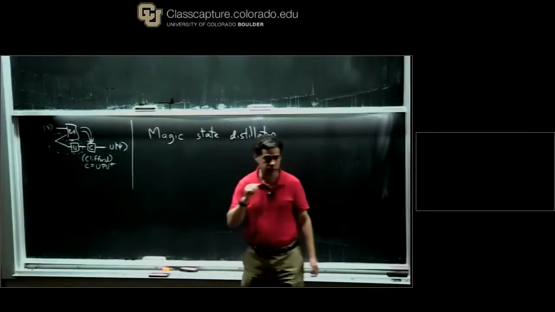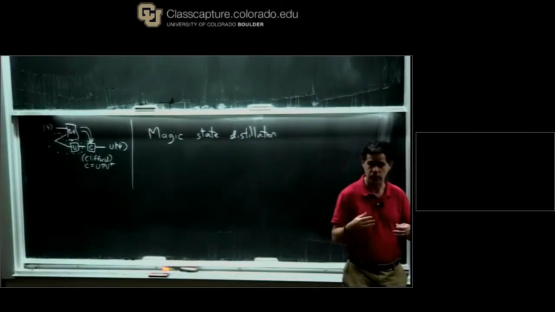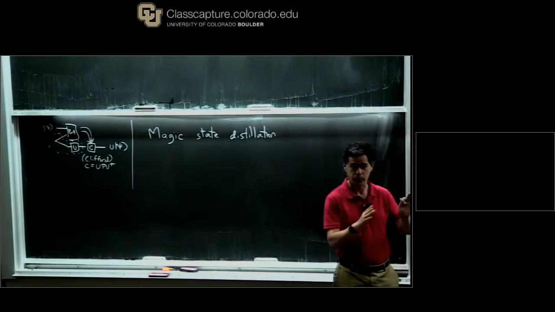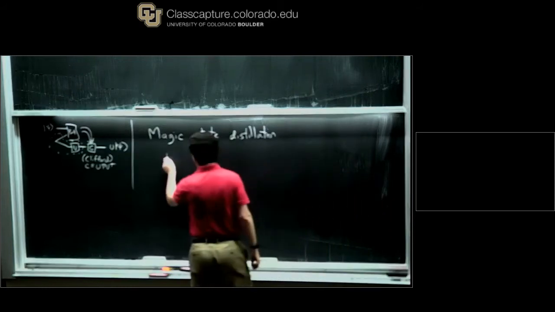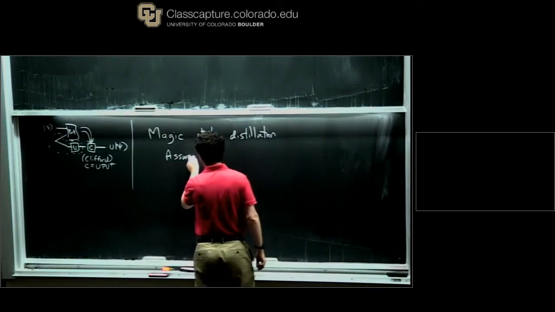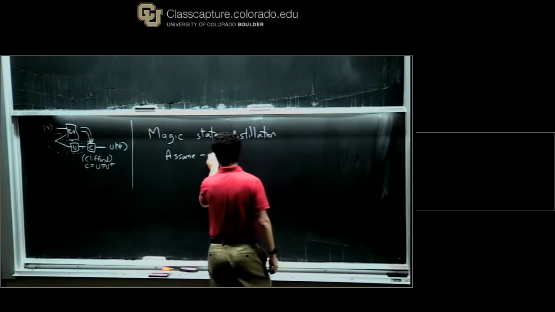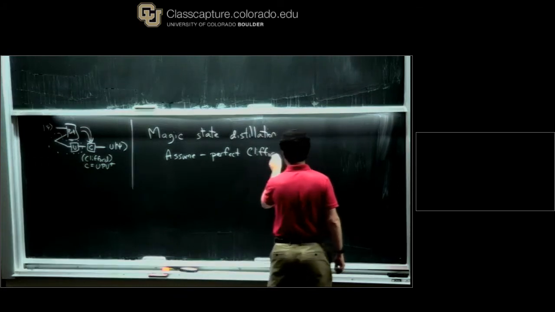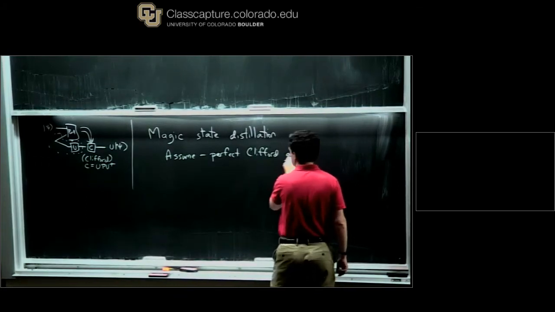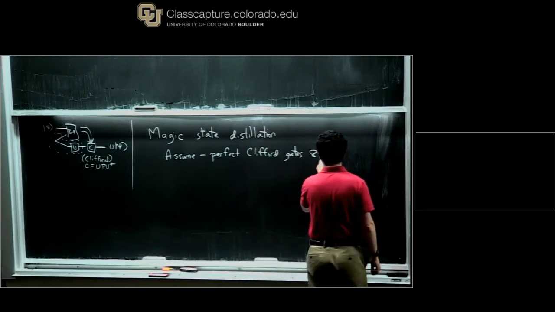To talk about magic state distillation, usually we again forget about the fault-tolerant protocol per se, and reduce it to the essential components that we already know how to do. So what do we already know how to do? We already know how to do Clifford group gates. So we're going to assume that we can do perfect Clifford gates and Pauli measurement.